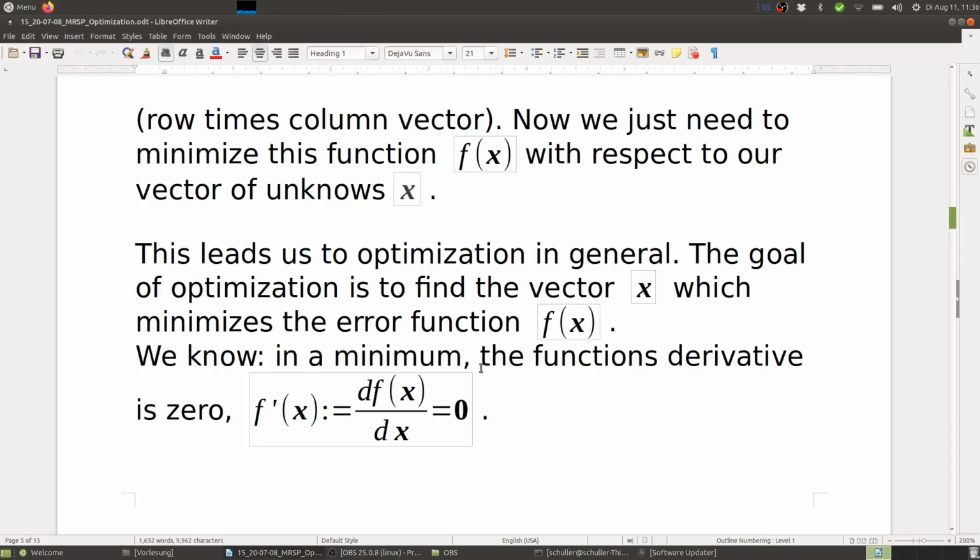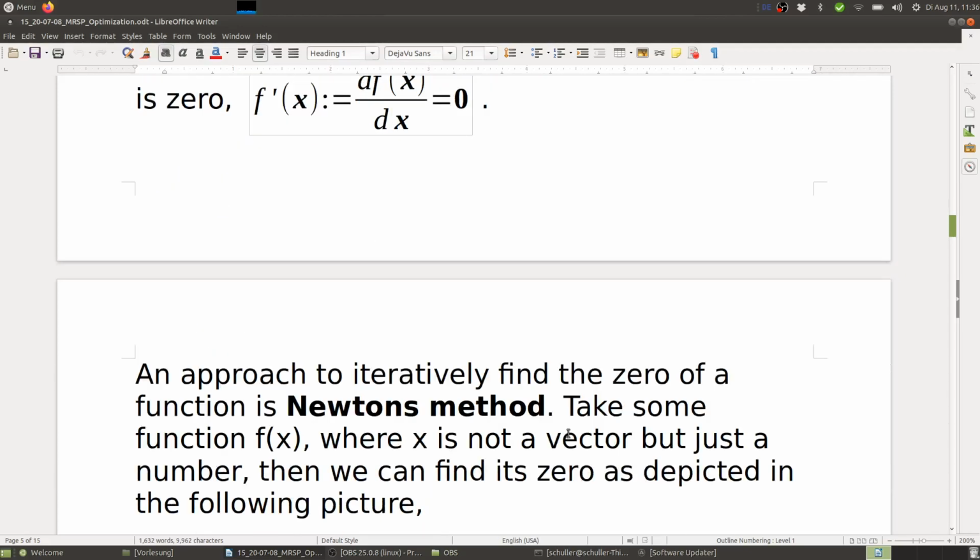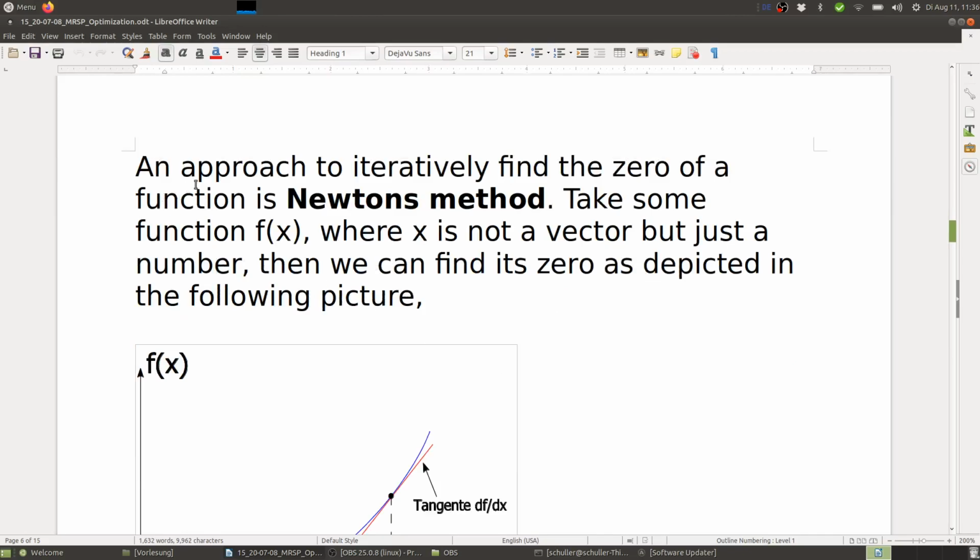We know in a minimum the function's derivative is 0. So if this f of x has a minimum, then the derivative with respect to x must be 0. Otherwise we could go down further. Right? So this is a requirement. This is necessary to obtain a minimum. An approach to iteratively find the zero of a function is Newton's method. Take some function f of x, where x is not a vector but just a number.